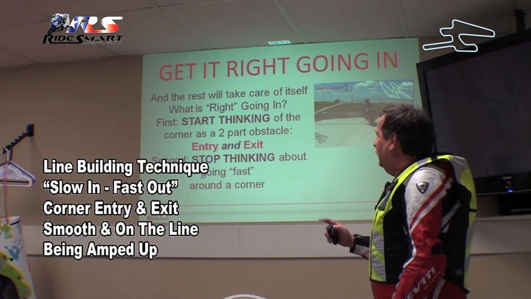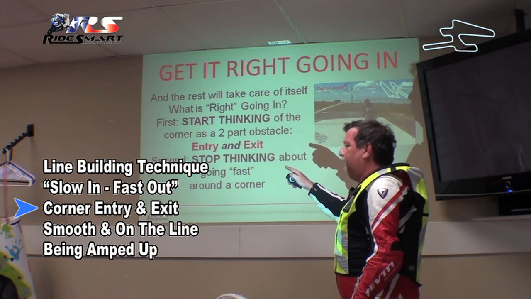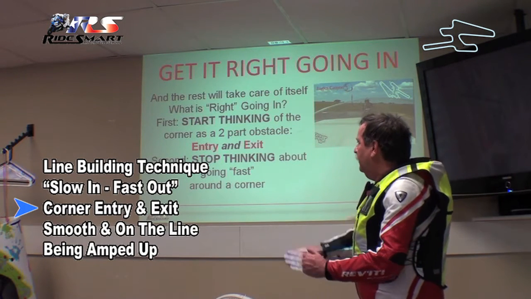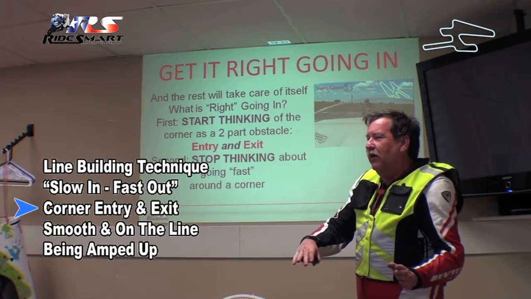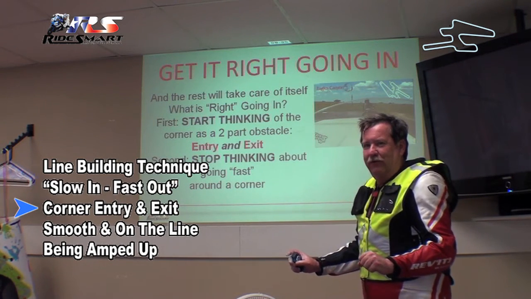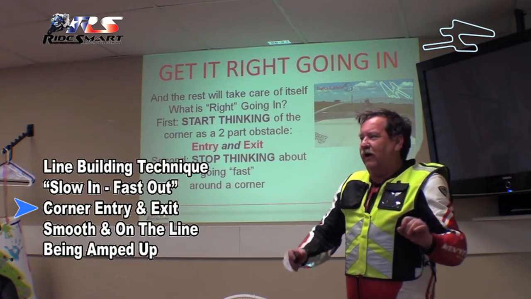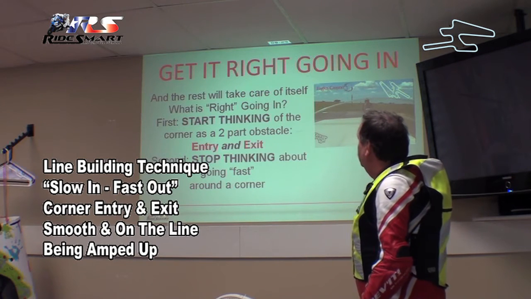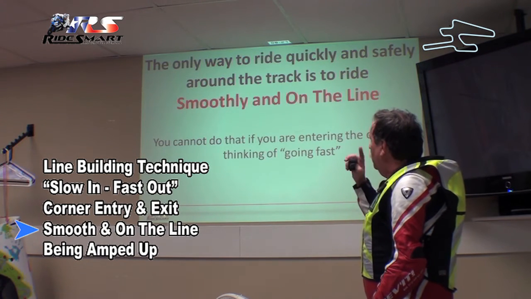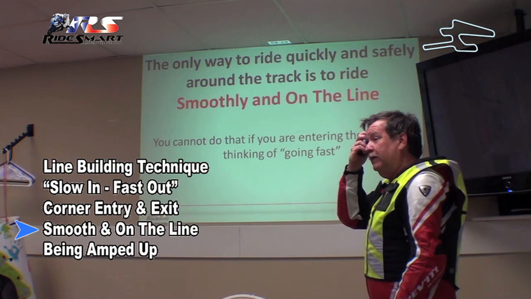Remember, what is right going in? Start thinking about that corner as an entry and an exit. 2 parts. Enter in, exit out. Don't think about, I'm going to go fast around this corner. Think about easy in, quick out. Only way to ride quickly and safely around this track, smoothly and on the line.